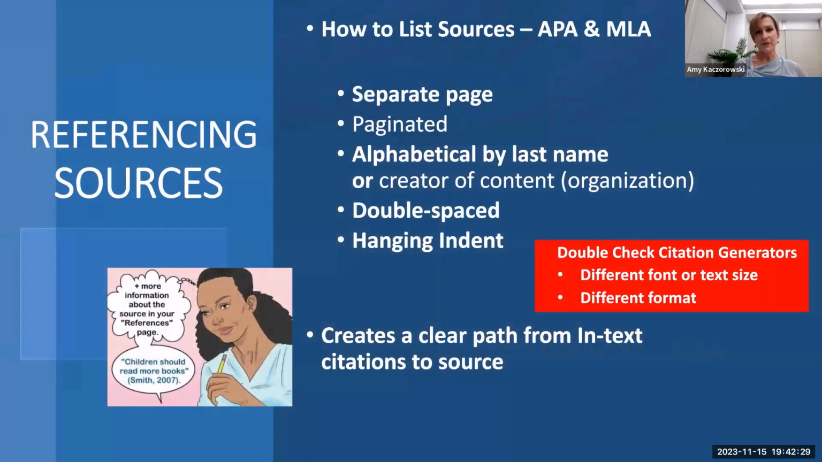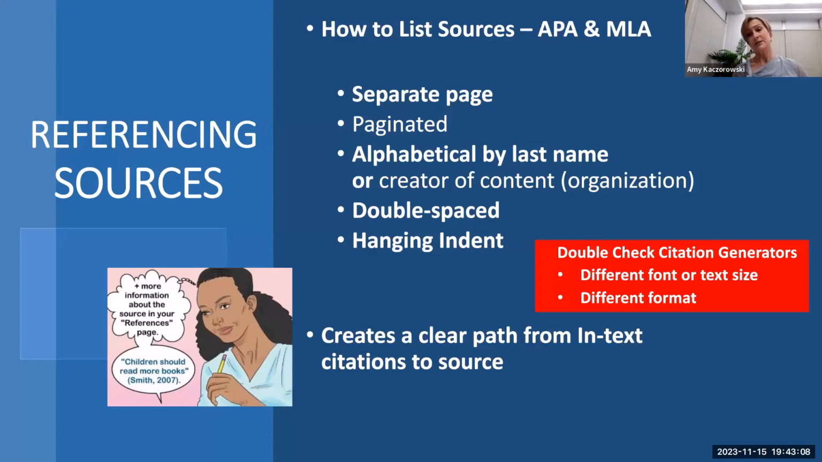Both APA and MLA use a separate page format. They both have it paginated, which just means it has a page number on it. The entries are alphabetical by last name. If there's not a specific author, you would put whoever the creator of the content is. So if it's an organization or a website, you would use that. The formatting is double spaced with a hanging indent. So those are the things that are common in both APA and MLA for that last page of your paper where you're listing your sources.